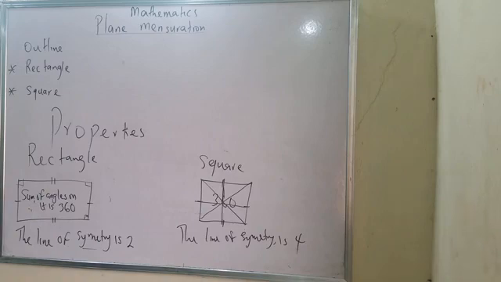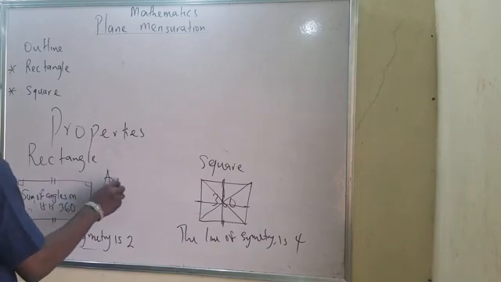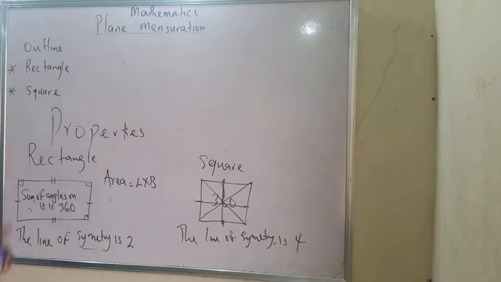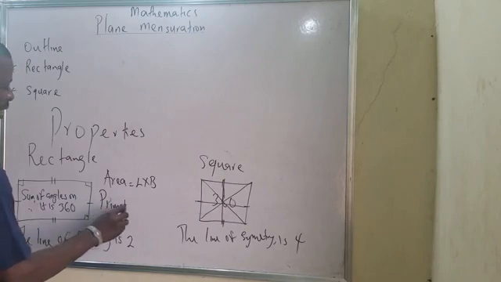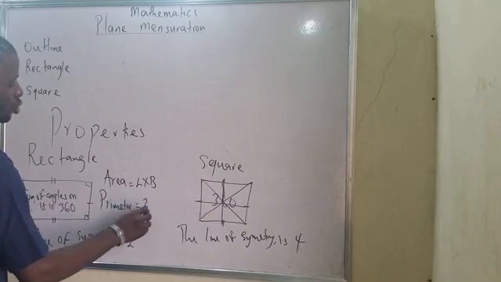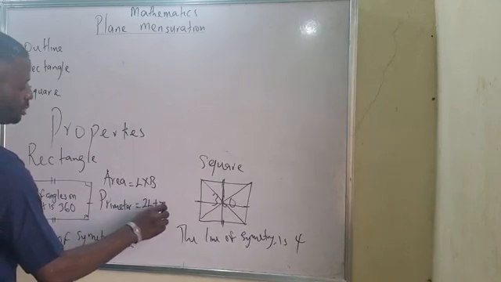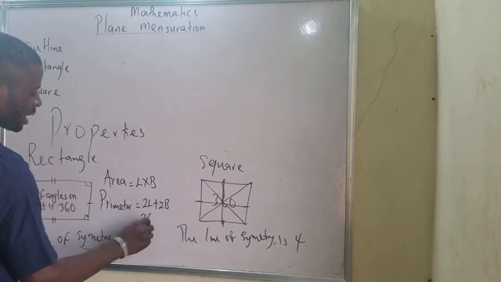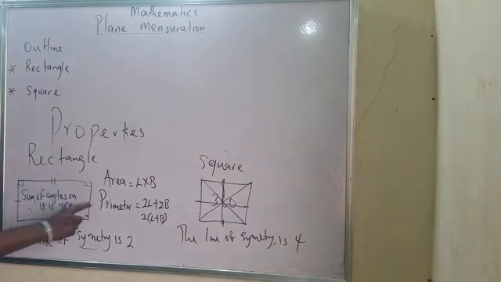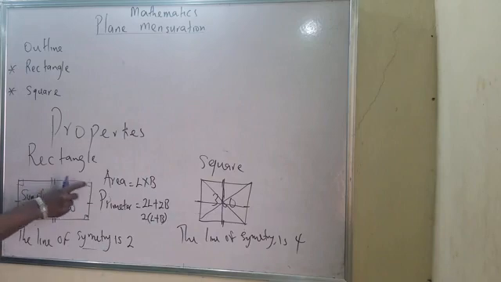Now, the area of a rectangle is length multiplied by breadth. Very important. The perimeter is 2L plus 2 breadth, which is then 2 brackets of L plus breadth. That is the perimeter of a rectangle. It means you add up the total surface together, and it gives you what is called the perimeter.